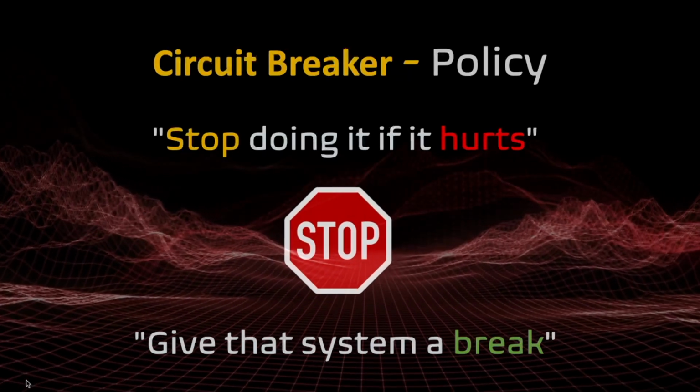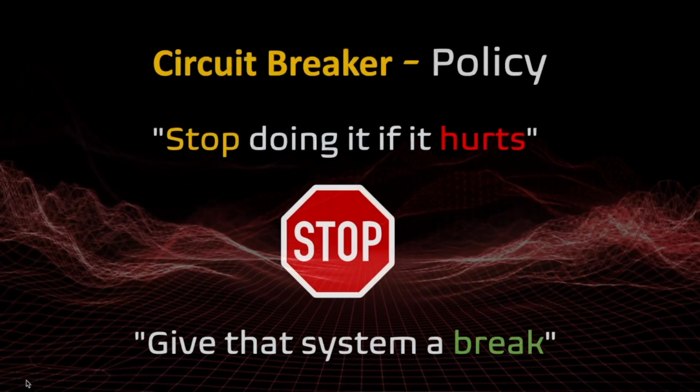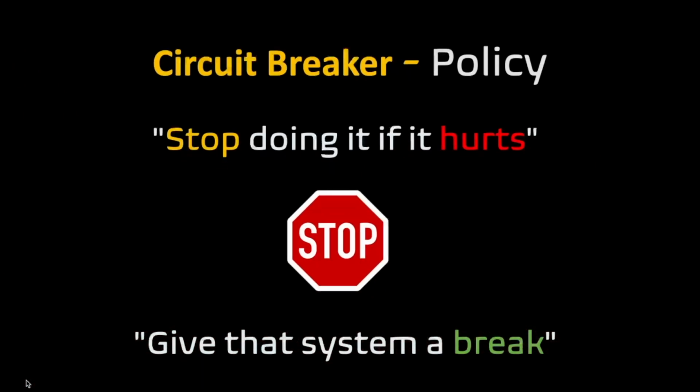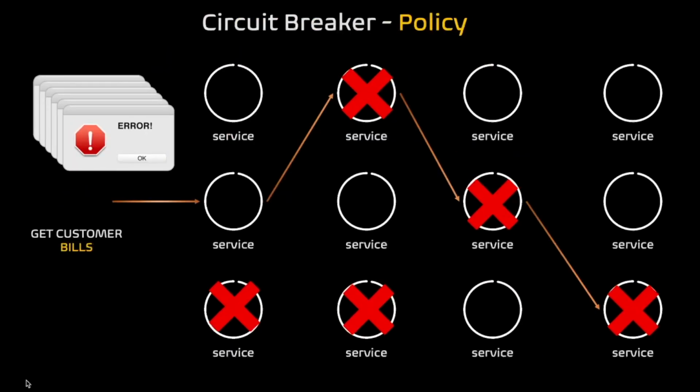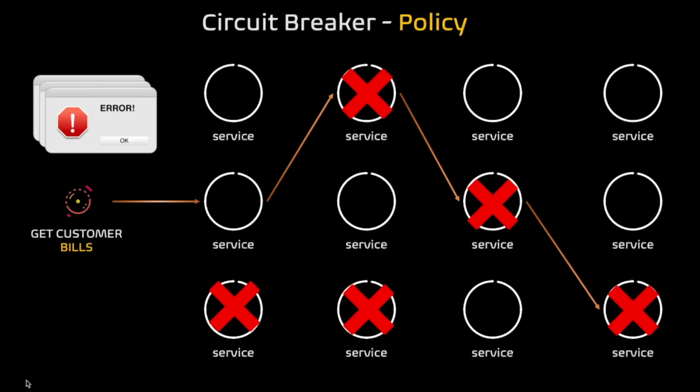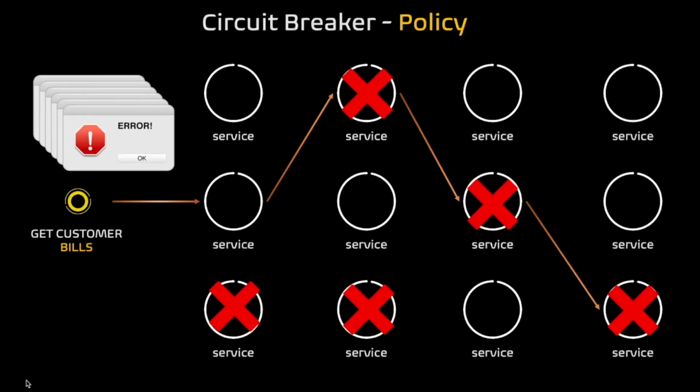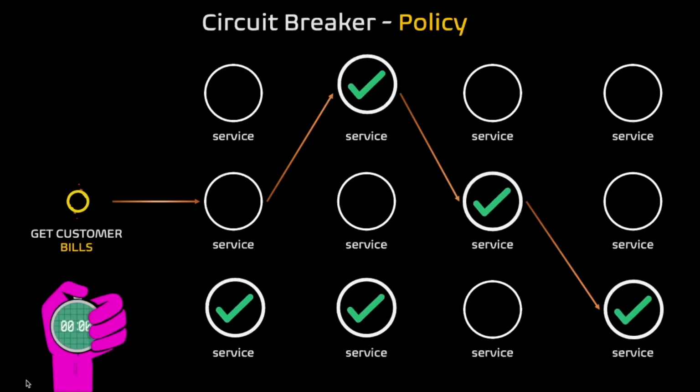The second policy is circuit breaker. With this policy, if you are getting a certain amount of errors, we are going to give the system a break so it can recover. So when we have many errors like this, we are going to block all calls for a period of time, giving the chance for the server to recover. Let's see this in code.